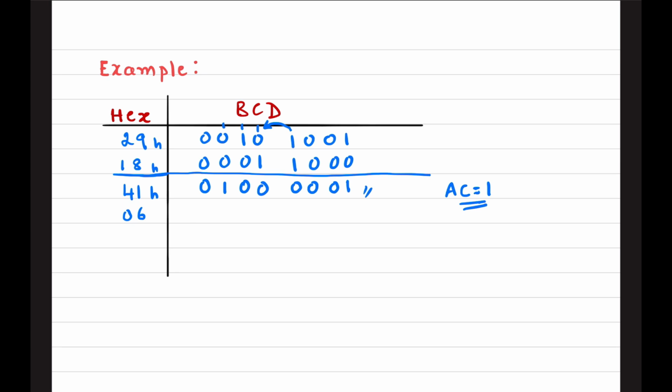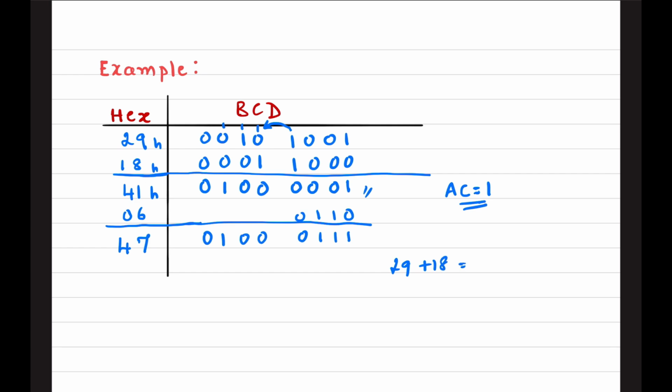So 6 is added, that is 0110. Add this one, so it is 1, then 1 1, and here it is 0, then the remaining bits we write as they are, and this value is equal to 47. So in decimal, if we add 29 plus 18, we are going to get 47. This is what I am talking about in the case of decimal.